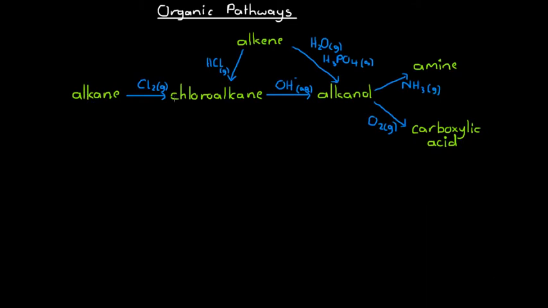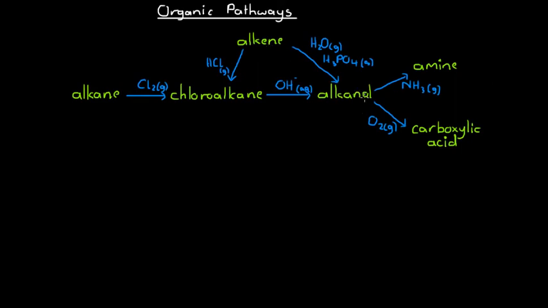So we know that we can produce a chloroalkane from an alkane by reacting the alkane with some chlorine. We can also produce chloroalkane from an alkene through an addition reaction by reacting the alkene with some hydrochloric acid. Again, alkanols can be produced from chloroalkanes via a substitution reaction. So we substitute the chlorine in the chloroalkane for a hydroxide. Or we can produce alkanols directly from alkenes by adding water across the double bond in the alkene.